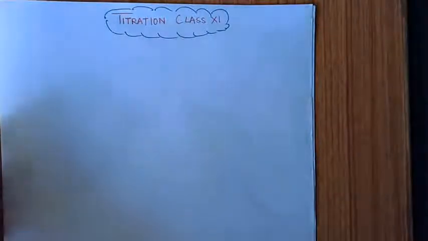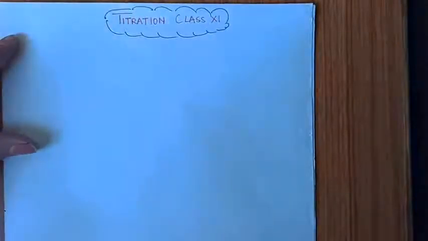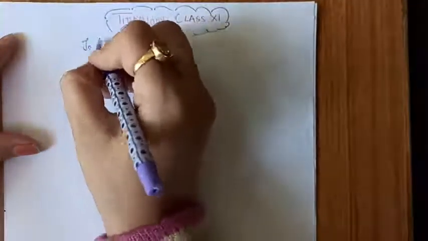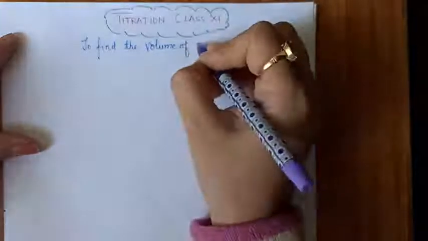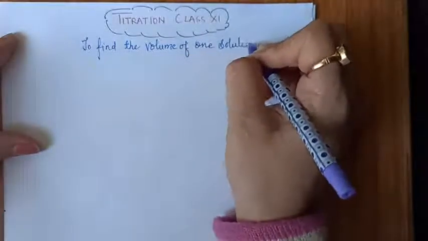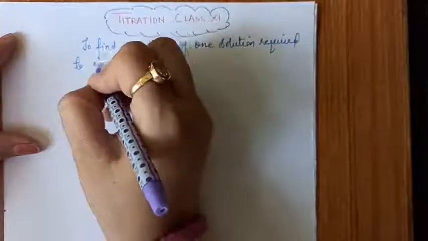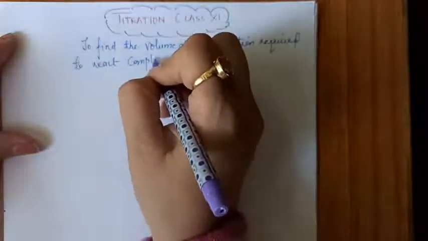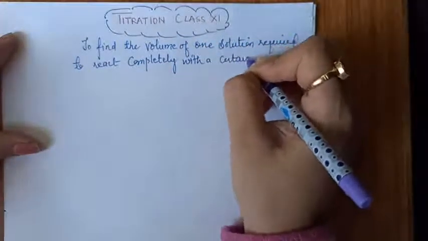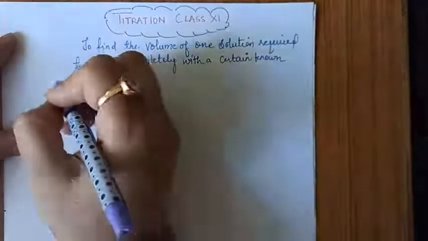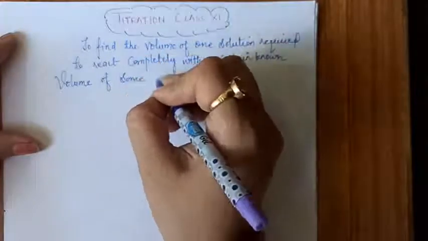Why do we do titration? Actually, the titration process is carried out to find the volume of one solution required to react completely with a certain known volume of some other solution.